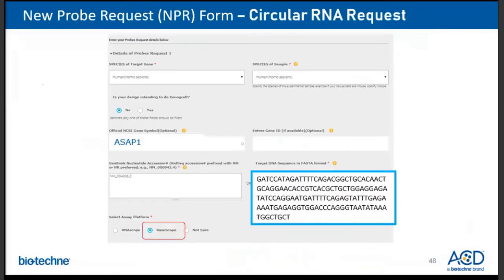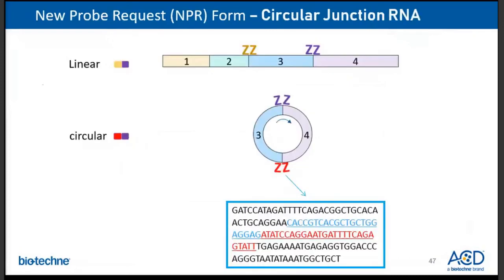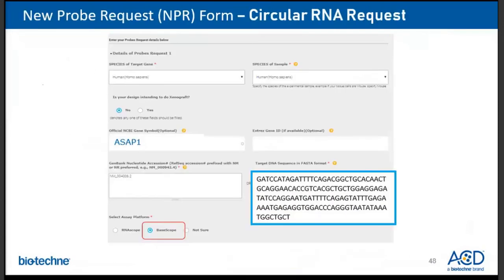We actually can provide a target probe for you targeting the ASAP1 back splicing of the E4, E3. Instead of E3, E4, it'll be E4, E3. And so this sequence can be provided to us. That's very helpful when you provide the sequence of these junctions, so we can make sure we're targeting exactly the junction that you have. And this probe is denoted as a BaseScope probe, ASAP1, circRNA, E4, E3.